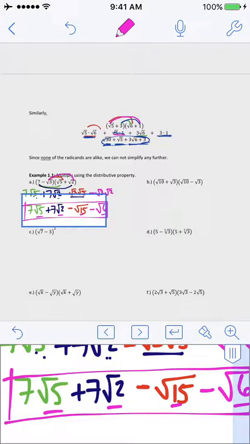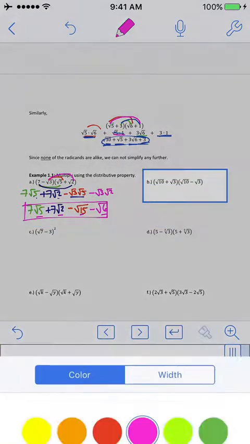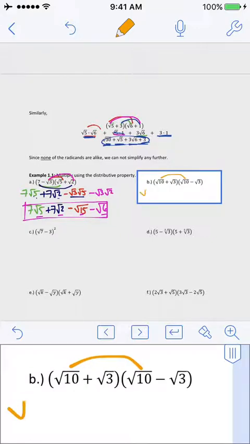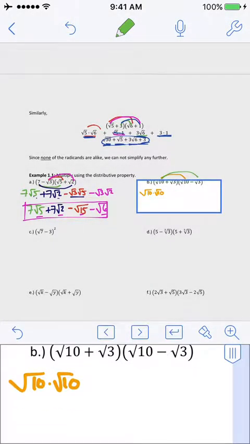Okay, easy peasy. Let's do another one. Root 10 times root 10. Root 10 times negative root 3 would be a minus root 10, root 3.